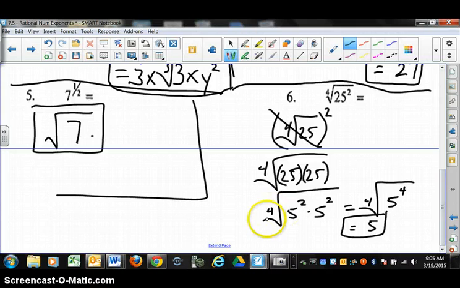Okay, so the 4th root of 25 times 25, I rewrote 25 as 5 squared twice. 5 squared times 5 squared is 5 to the 4th. The 4th root of 5 to the 4th is simply 5. Alright, so that would be something that hopefully we could do without a calculator just by working through the mathematics of it. Alright, let's move on to the next.